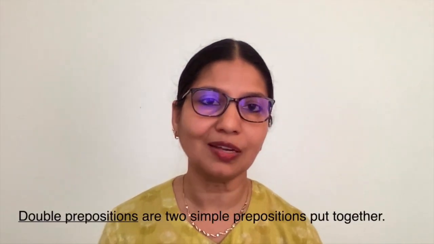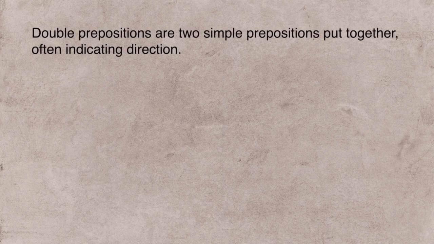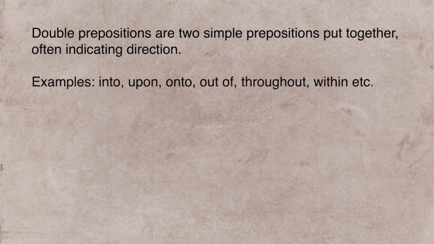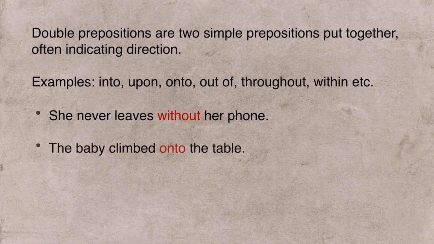And then we have double prepositions, which are formed by putting two single prepositions side by side. And these prepositions often indicate direction. Examples are into, onto, out of, up to, throughout, and so on. Let's have some examples here. She never leaves without her phone. In the next sentence, the baby climbed onto the table. So in these examples, you can see the double prepositions without and onto.